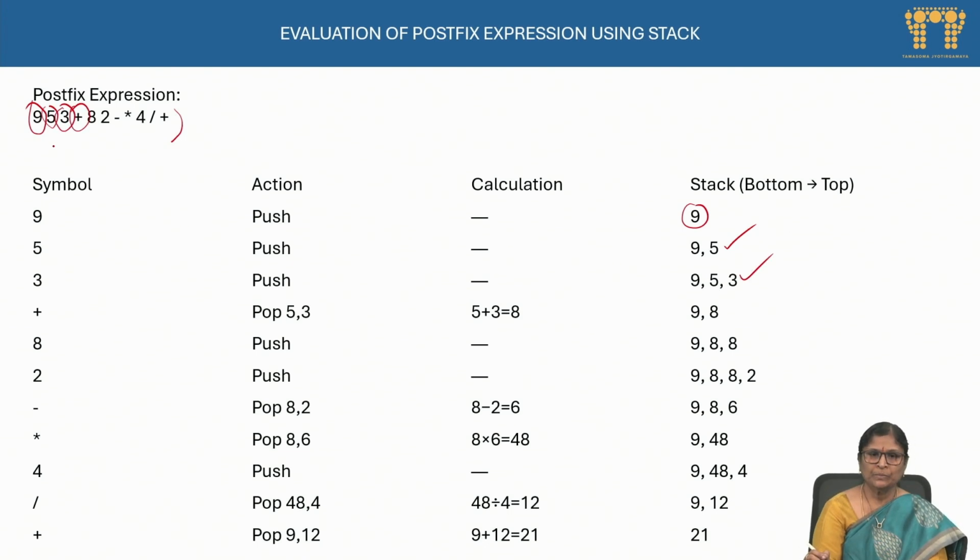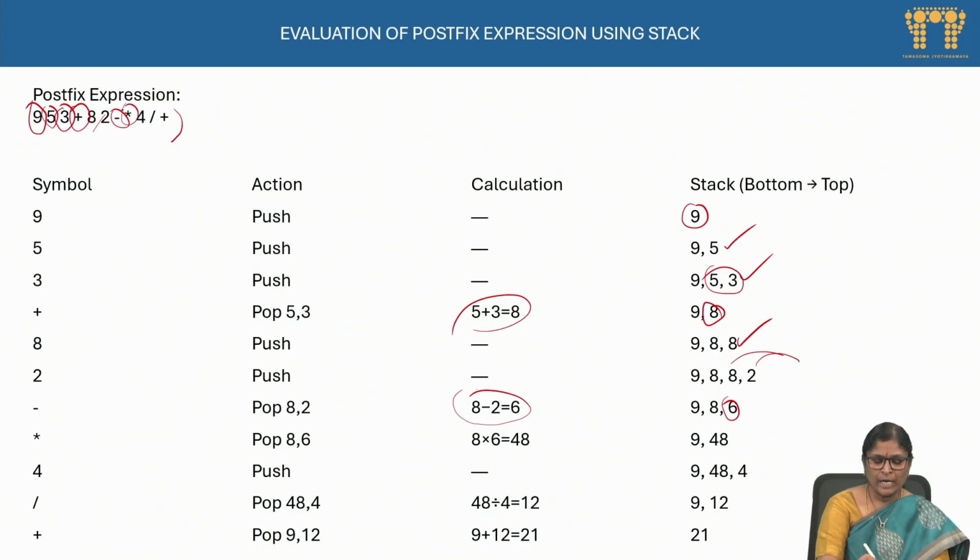Next is an operator. Whenever an operator is encountered, you pop the top 2 elements and perform B operator A. So 8 is pushed back onto the top of the stack. The temporary result has been pushed onto the stack. Next symbol scanned is 8, so 8 is pushed onto the stack because it is an operand. Next is minus, an operator, so you pop the top 2 elements. You perform 8 minus 2 and push back the result. So 6 is pushed back.